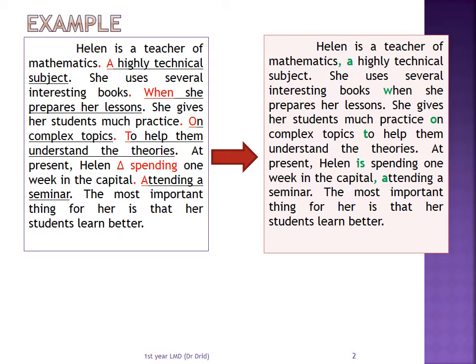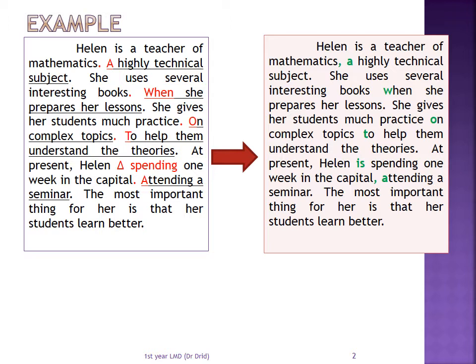Helen is a teacher of mathematics, a highly technical subject. She uses several interesting books when she prepares her lessons. She gives her students much practice on complex topics to help them understand the theories. At present, Helen is spending 1 week in the capital, attending a seminar. The most important thing for her is that her students learn better.